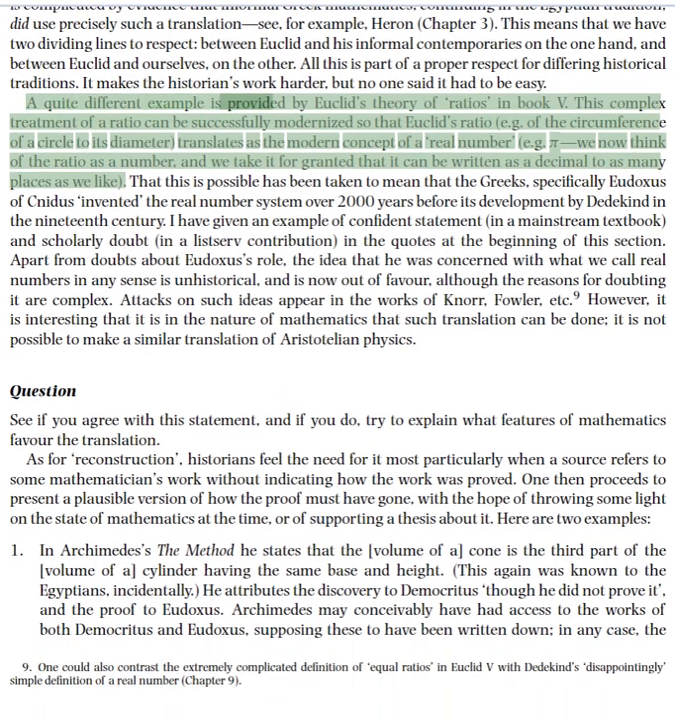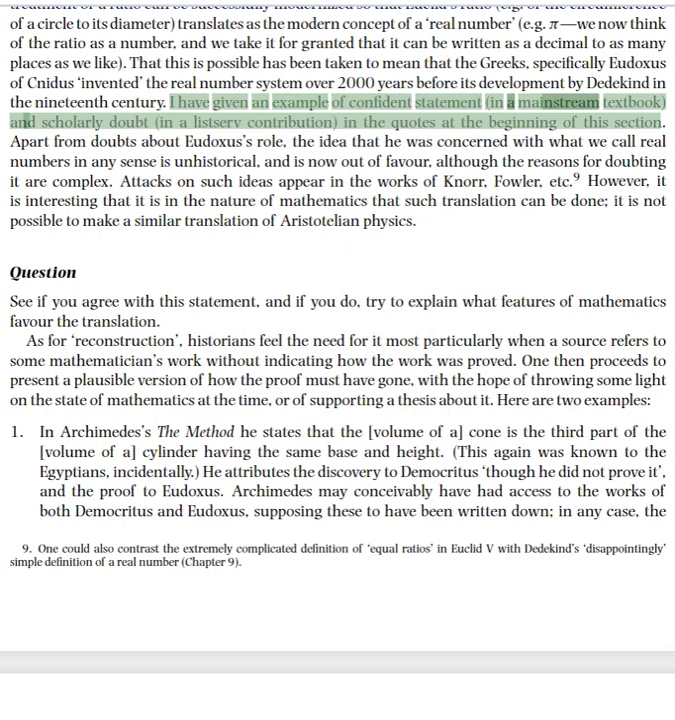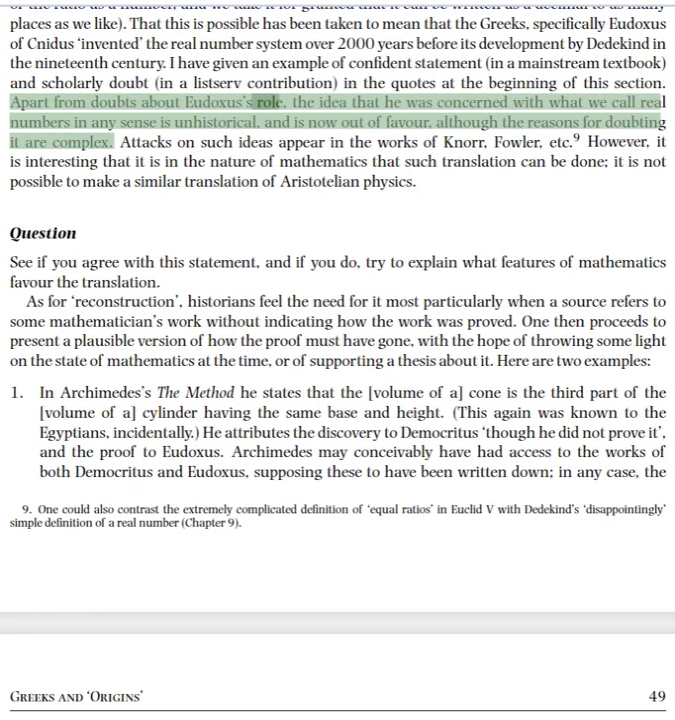A quite different example is provided by Euclid's theory of ratios in Book V. This complex treatment of a ratio can be successfully modernized so that Euclid's ratio translates as the modern concept of a real number. That this is possible has been taken to mean that the Greeks, specifically Eudoxus of Cnidus, invented the real number system over 2,000 years before its development by Dedekind in the 19th century. I have given an example of confident statement and scholarly doubt in the quotes at the beginning of this section. Apart from doubts about Eudoxus's role, the idea that he was concerned with what we call real numbers in any sense is unhistorical and is now out of favor, although the reasons for doubting it are complex.